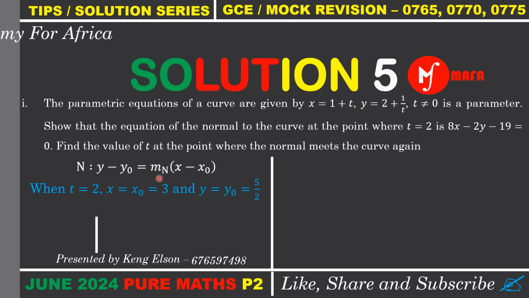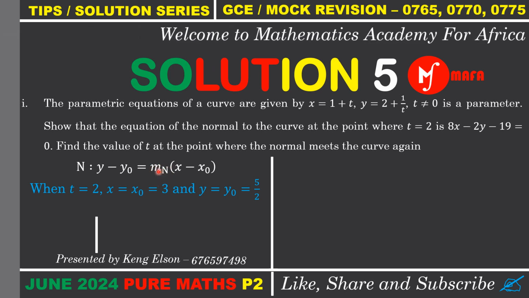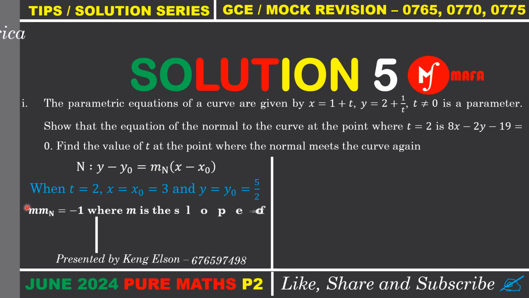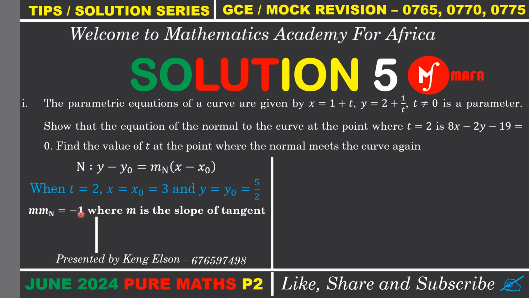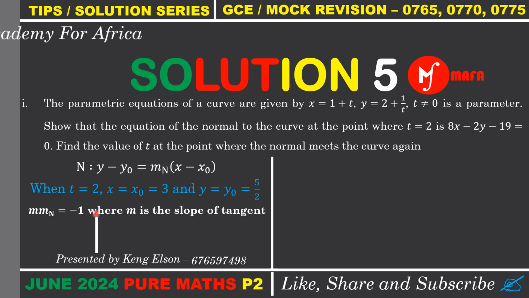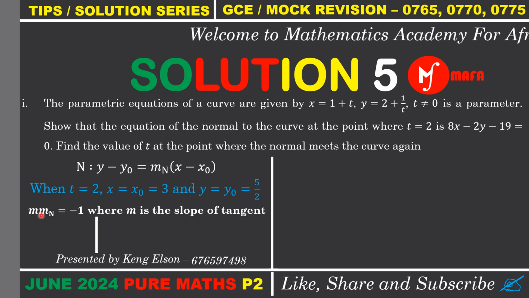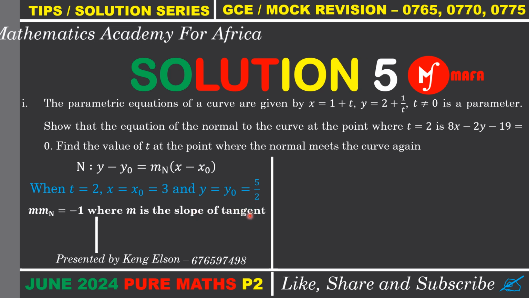So we are just left to get the gradient of the normal. But to find the gradient of the normal, we must find the gradient of the tangent. Then we use the fact that the product of the gradient of the normal and the gradient of the tangent is -1, because the tangent and the normal are always orthogonal to each other, that is perpendicular to each other. So the gradient of the tangent, which is small m, times the gradient of the normal, which is mn, must always give us -1. Your small m, like I said, is the slope or the gradient of the tangent.